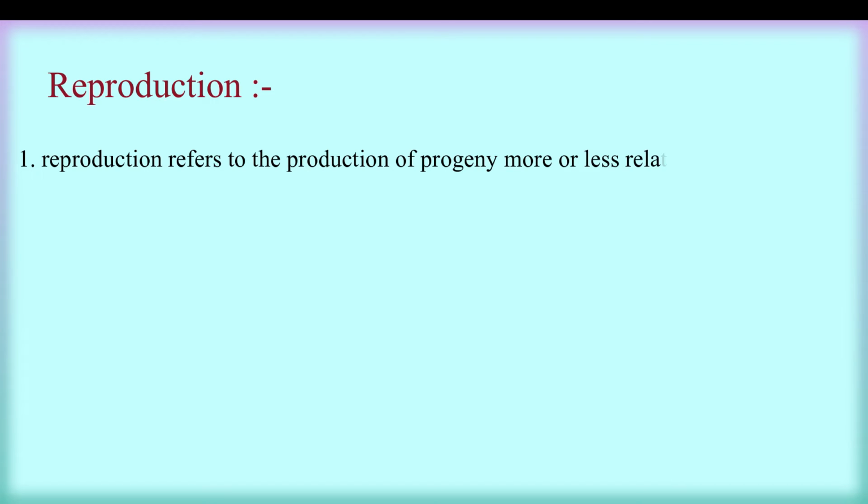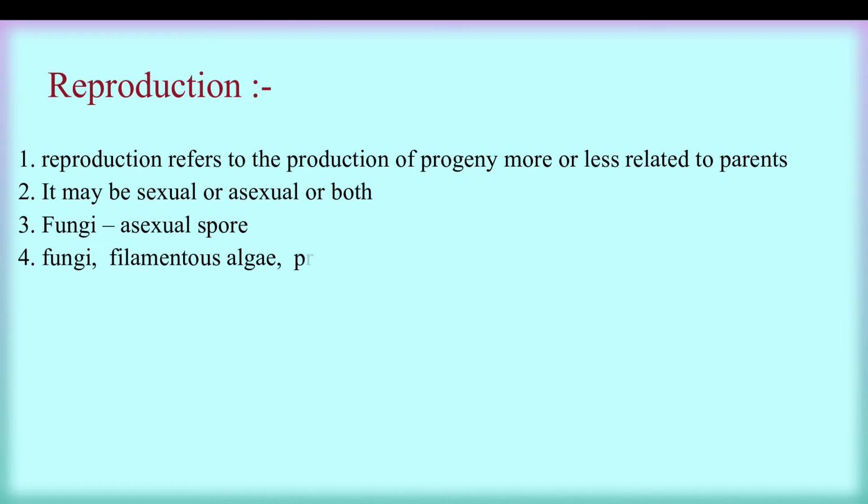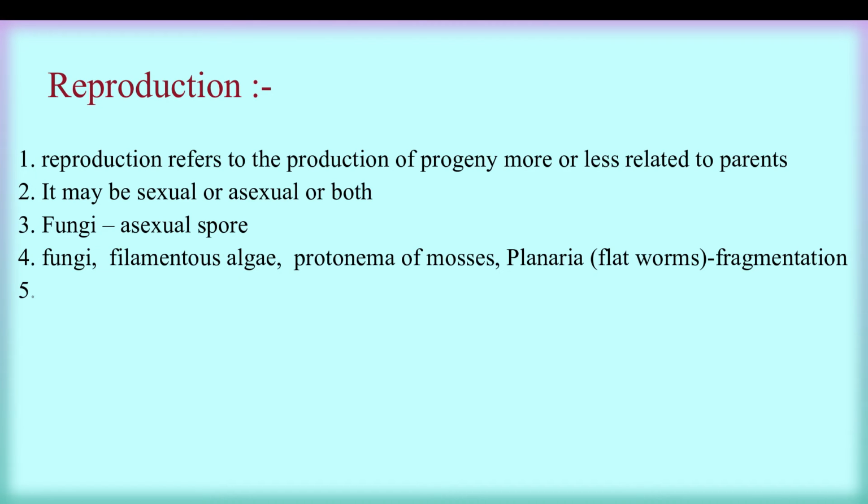Reproduction. Reproduction refers to the production of progeny more or less related to the parents. It may be sexual or asexual or both. Fungi can reproduce through asexual spores. Fungi, filamentous algae, protonema of mosses, and planaria can reproduce by fragmentation. Bacteria, unicellular algae, and amoeba reproduce by fission.